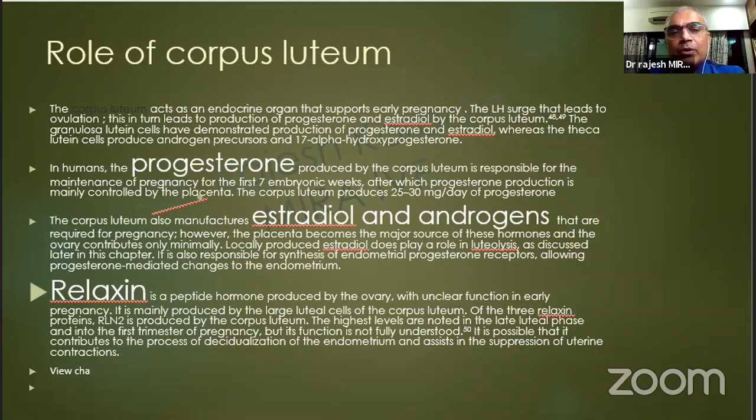It is possible that it contributes to the process of decidualization of the endometrium and assists in suppression of uterine contraction. Apart from that, relaxin is believed to play an important role in the prevention of PIH. In the presence of relaxin, the placental or chorionic differentiation and invasion is better and more physiological. So in a frozen embryo transfer cycle, where there is no corpus luteum, there is no relaxin, and because of that, there is a higher incidence of pregnancy-induced hypertension.